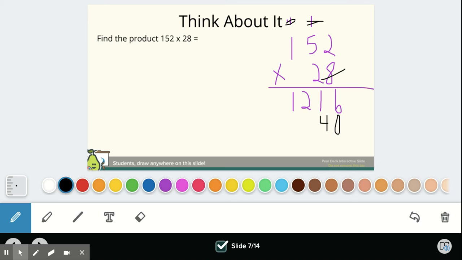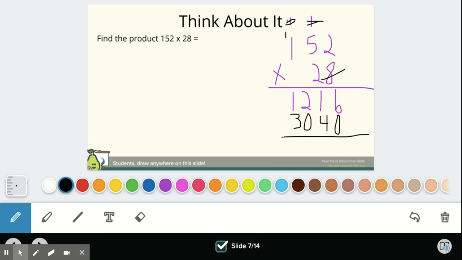But just definitely remember to put that 0 here as you start to multiply with the second number. Okay, so 2 times 2 is 4. Next, we got 2 times 5, which is 10. So I could only put a 0. And now I'm going to regroup this 1. 2 times 1 is 2, plus 1 is 3.